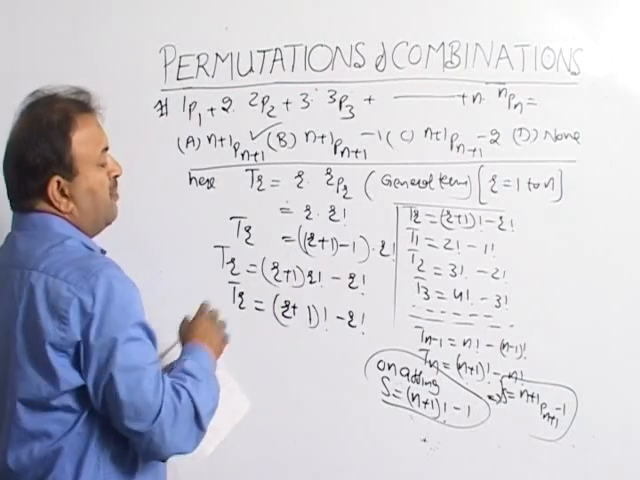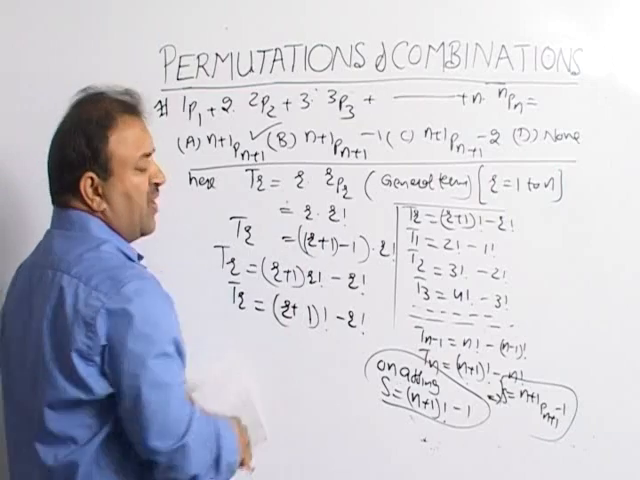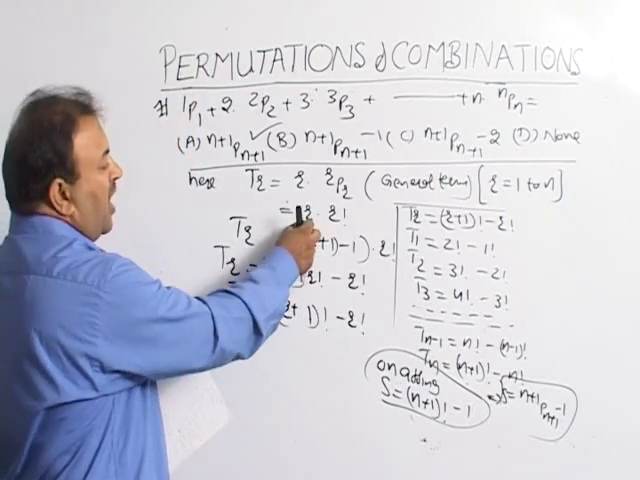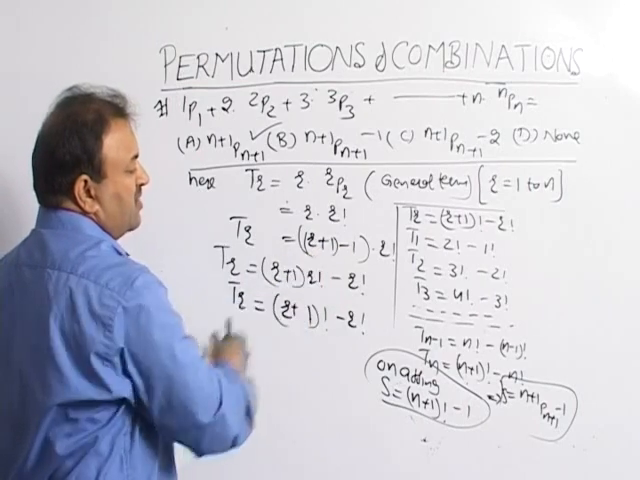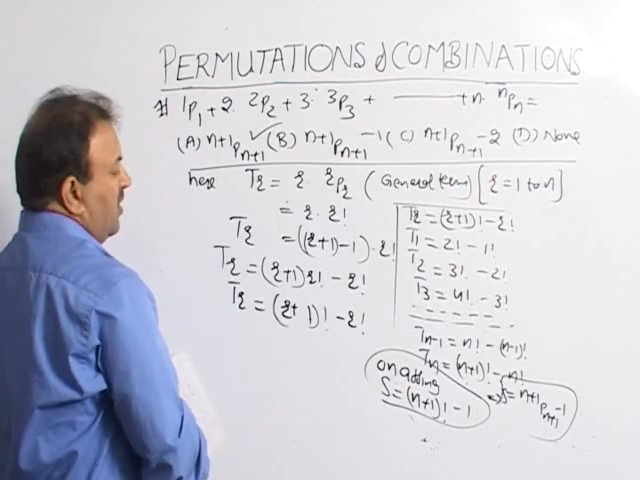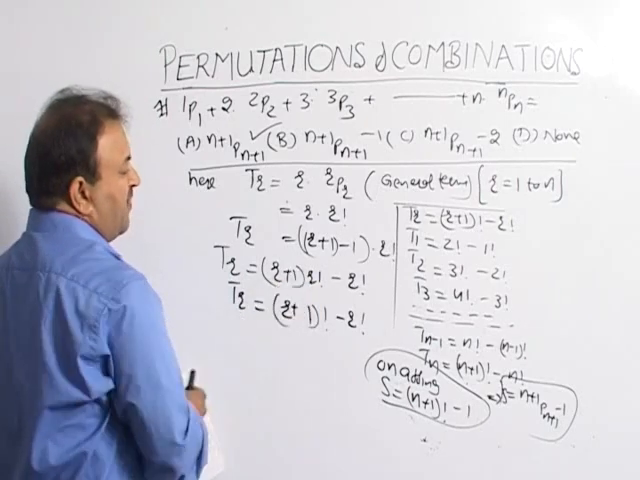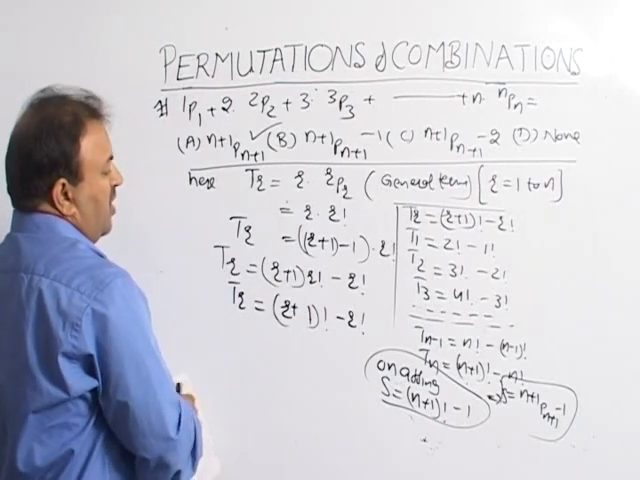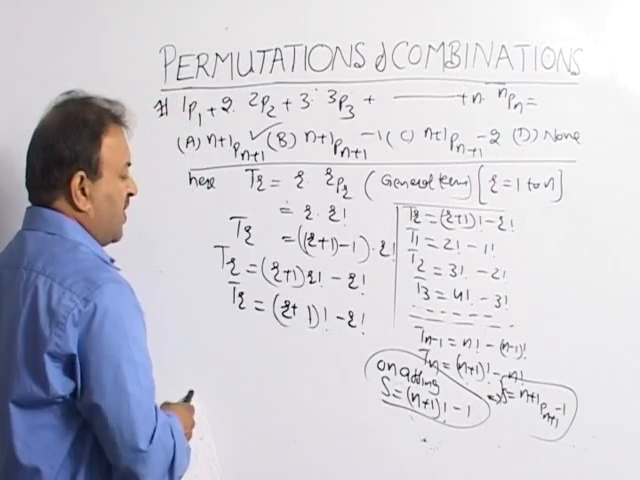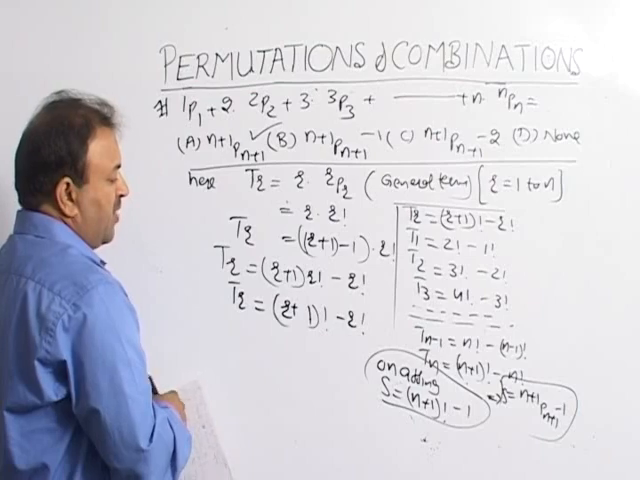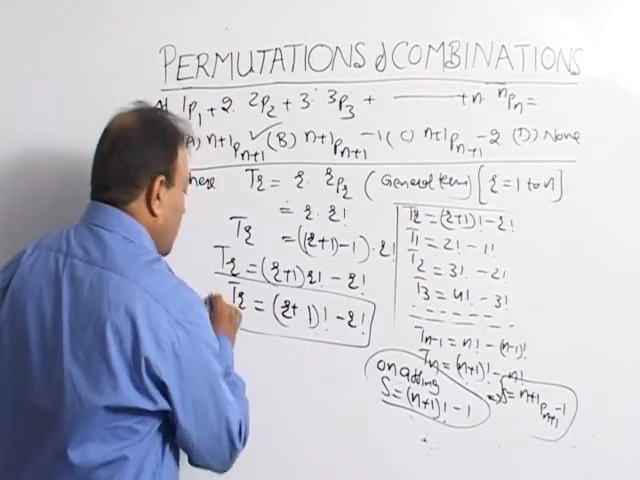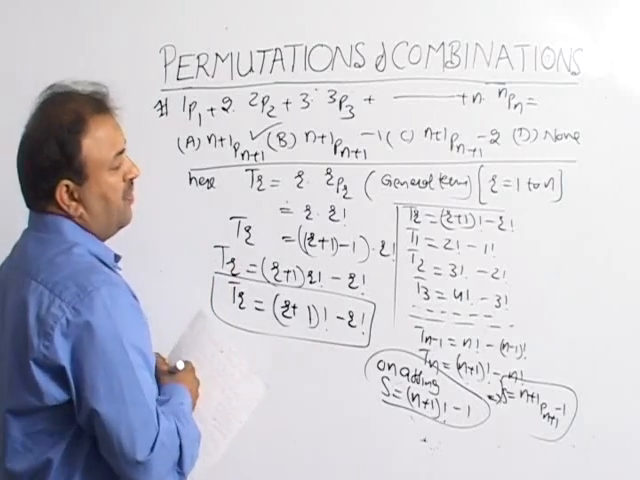Now to simplify, R into R factorial as such will not come to anything. उसके लिए मैंने क्या किया, हमने R में एक 1 ऐड कर दिया, एक 1 सब्ट्रैक्ट कर दिया. Now multiply by R factorial. This is R plus 1 into R factorial minus R factorial. Now R plus 1 into R factorial comes out to be R plus 1 factorial minus R factorial. Now it becomes our general term. This is the modified general term.